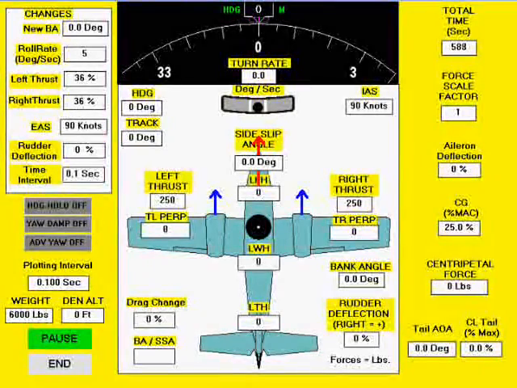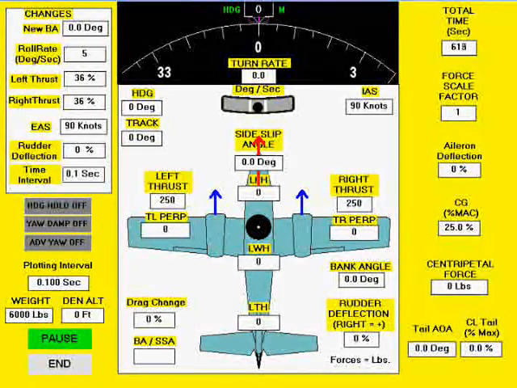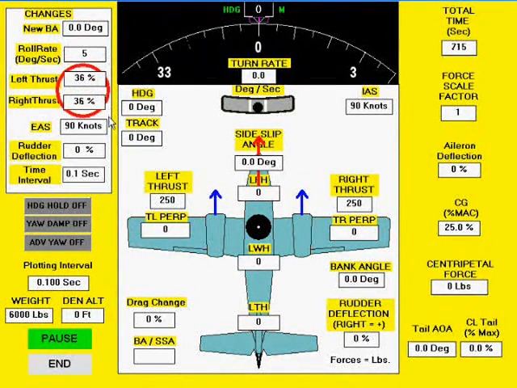This simulator is designed primarily to examine engine-out effects on multi-engine airplanes, but it is also useful in examining forces in a turn. We can make changes by typing new variables in the boxes and then clicking on the label to activate them. Note in the upper left portion of the screen we can change the bank angle, thrust values, airspeed, and percent of rudder deflection.